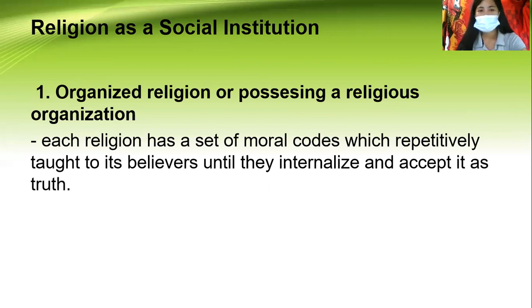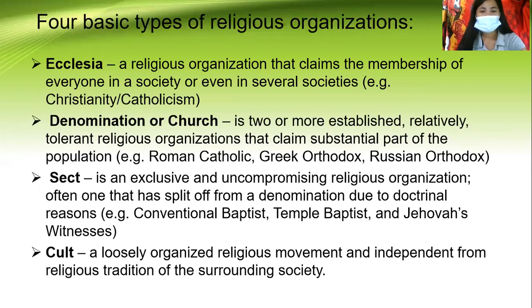Each religion has a set of moral codes which are repetitively taught to its believers until they internalize and accept them as truth. There are four basic types of religious organization. The first one is the ecclesia, a religious organization that claims the membership of everyone in society or even in several societies. In this religion, the majority or most of the citizens belong to this organization.